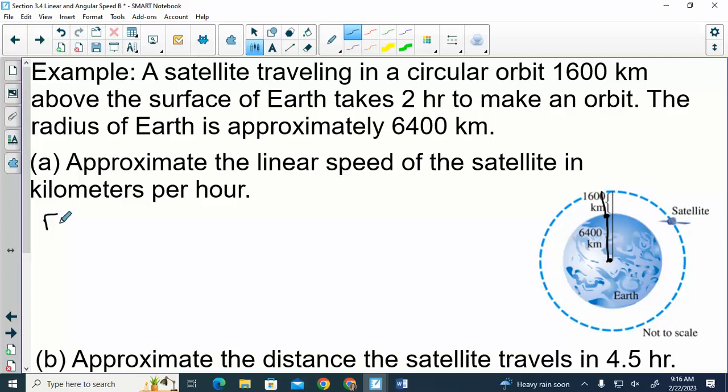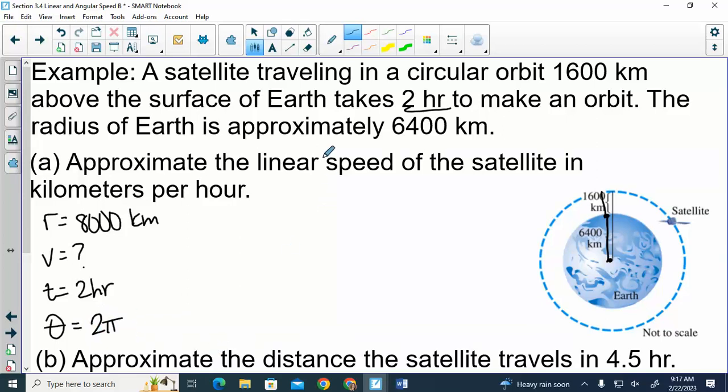Yeah, add those together. So our radius is 8,000 kilometers. What am I looking for? V. Okay, we know we have 2 hours, so our time is 2 hours, to make an orbit. What does an orbit mean? 360. And we want to be in radians, so all the way around would be 2 pi radians.